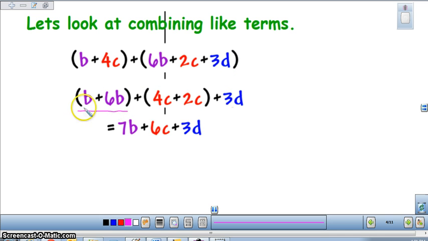b plus 6b. Remember, what is our coefficient of b? Our coefficient of b is actually 1. If it helps you to write in a 1 in front of that, 1b plus 6b. That's how we got 7. We're adding the coefficients, keeping the variable the same. 4c and 2c we group together. 4 plus 2 gives us 6. The c stays to the first power, and then 3d has no like terms.